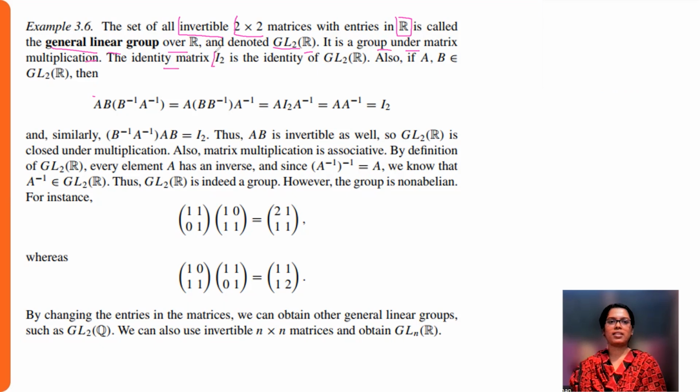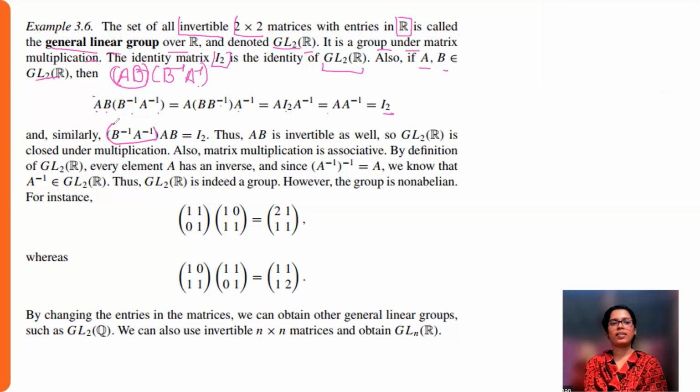The identity matrix I2 is called the identity of GL2R. Suppose we take two elements A and B from GL2R. The inverse of AB will be equal to B inverse A inverse. How do we prove it? We can prove it this way: AB times B inverse A inverse. The B B inverse cancels, giving identity, and A times A inverse gives identity. So the inverse of AB is B inverse A inverse.